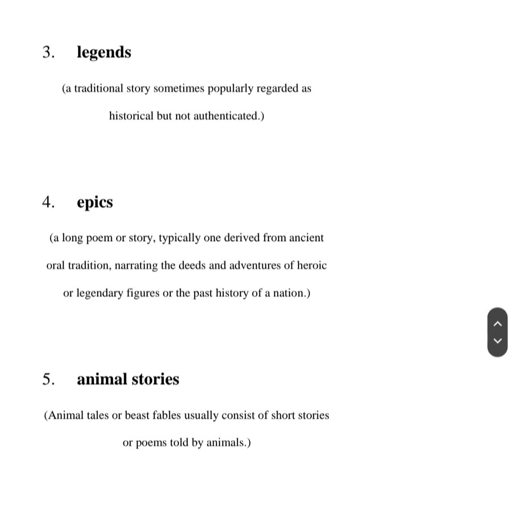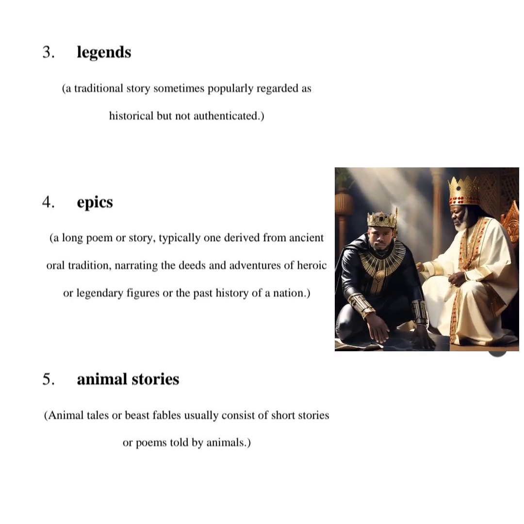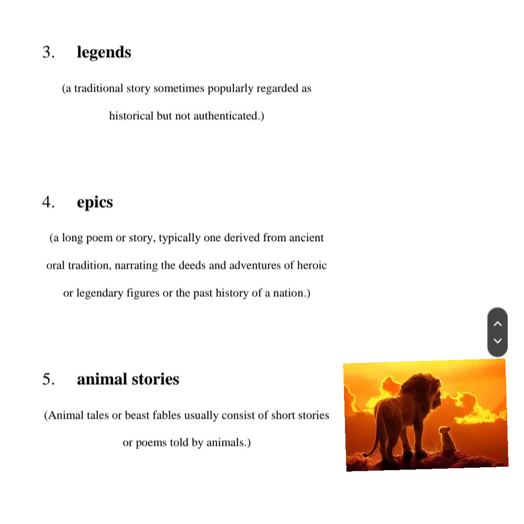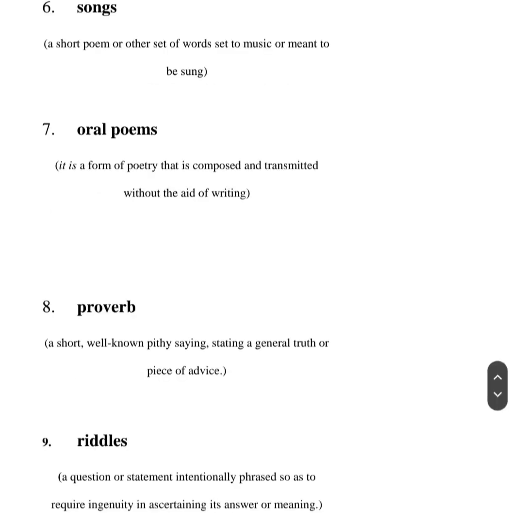4. Epics. An epic is a long poem or story, typically one derived from ancient oral tradition, narrating the deeds and adventures of heroic or legendary figures or the past history of a nation. So today we have one example of epic, the Mwindo epic. 5. Animal stories. Animal tales or beast fables usually consist of short stories or poems told by animals. 6. Songs. And 7. We have oral poems.